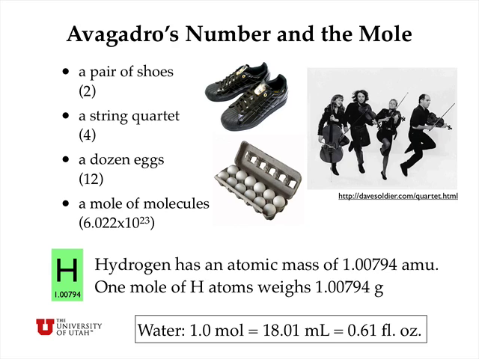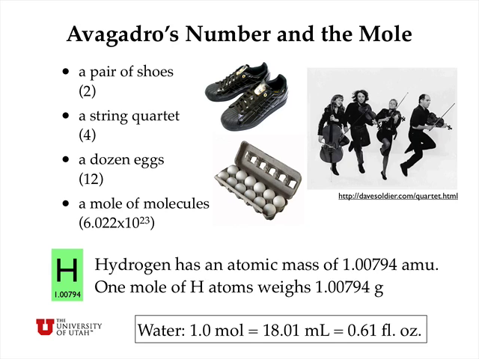A mole of molecules is 6.022 times 10 to the 23rd molecules. And so that's a very large number. Why in the world did we choose that? Well, it turns out that a mole of hydrogen atoms is the number of hydrogen atoms that it would take to form 1.00792 grams of hydrogen. Wow, that's a lot of hydrogen atoms. In fact, it's 6.022 times 10 to the 23rd hydrogen atoms.